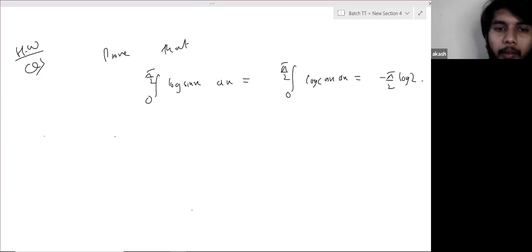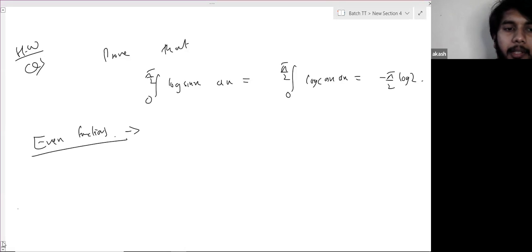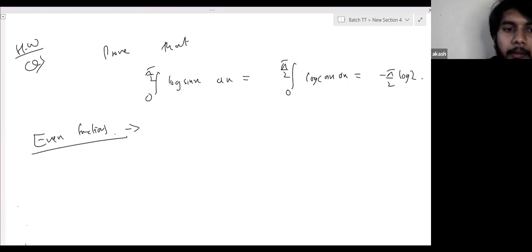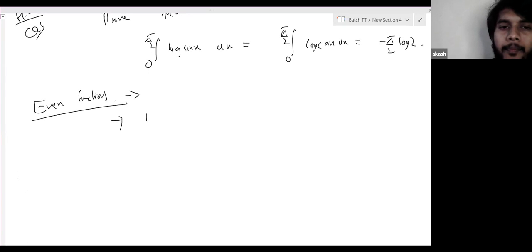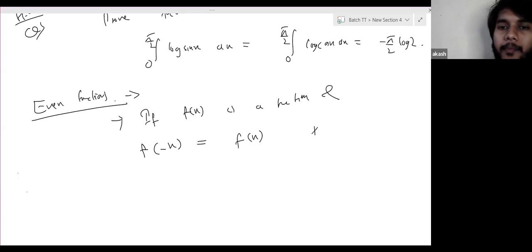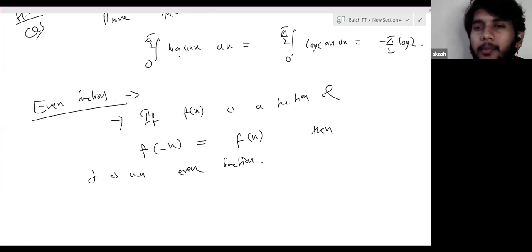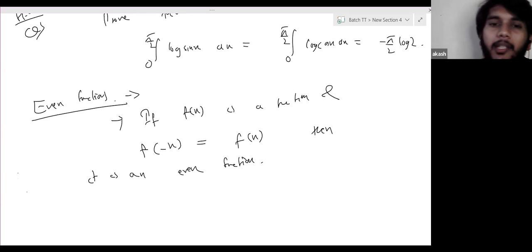All right. Even functions. Last topic of definite integration, last identity. What are even functions? If f of x is a function and f of minus x gives you f of x, then it is an even function. Very simple. Just replace x with negative of x. If the function repeats itself, then that is called an even function.